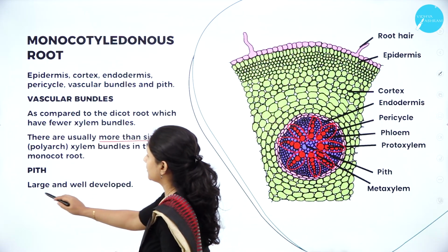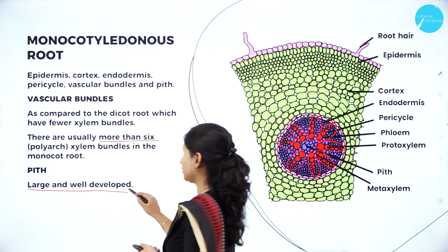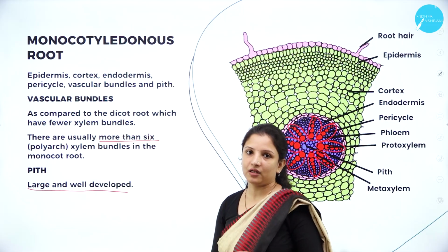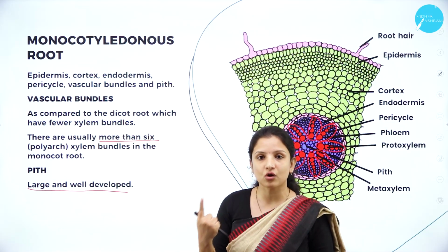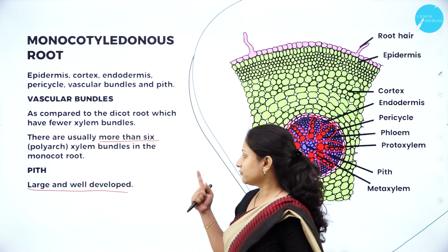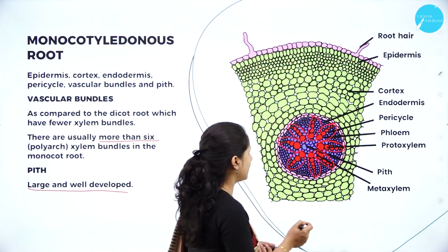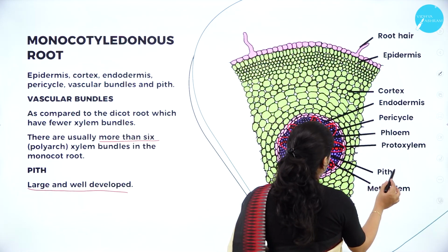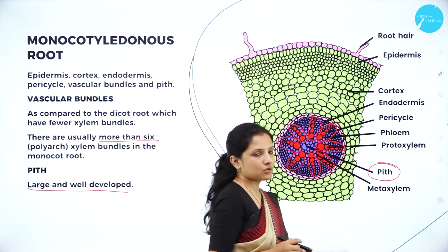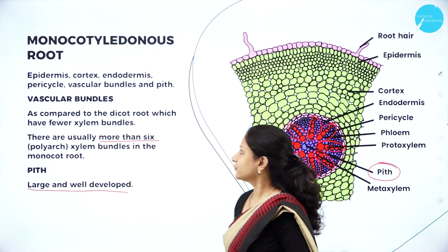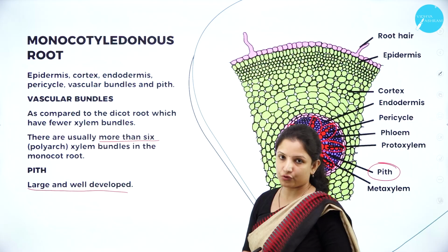The pith in the monocot root is large and well developed, but in the dicot root it was inconspicuous, very small. In the monocot root it is large and well developed. If you can see here, the pith is large and quite well developed. So this is about the dicot and the monocot root.